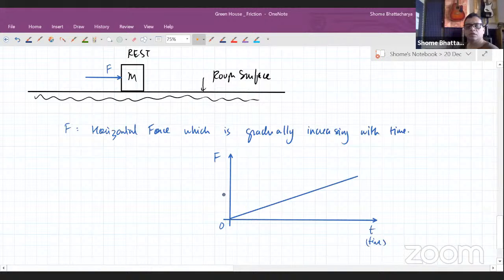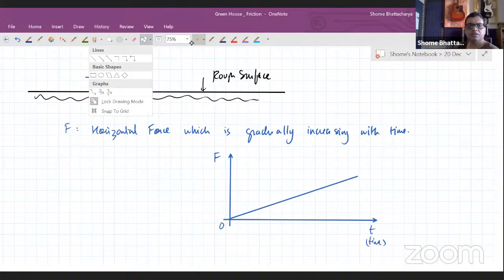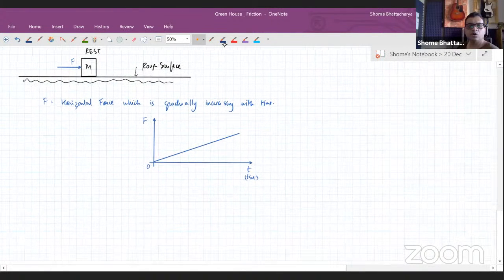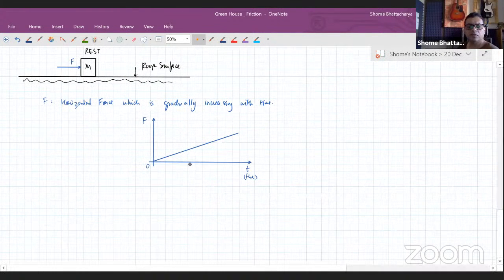Now we'll observe something very interesting. Logically, if you think what is likely to happen in this experiment, given that it's a rough surface, you will see that the block will not accelerate for some time. But the moment the force crosses a certain amount of magnitude at some time t naught, let's say, the moment the force crosses a certain value, let's say f naught, the block will start to slide. So the observation here will be something like this.